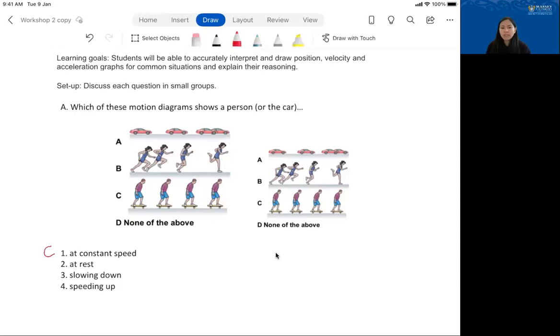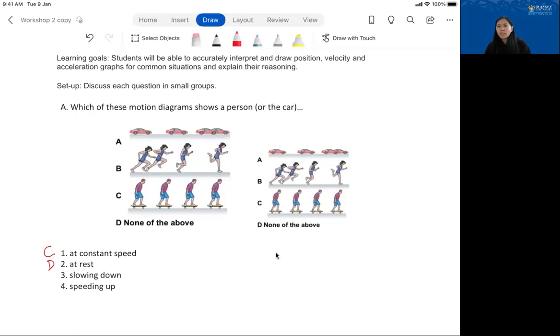Okay, how about the motion that corresponds to at rest? So at rest, obviously, the object's not moving, it's just staying put. And none of the pictures show you an object that's just standing still. So you're correct. At rest, none of the figures shown.